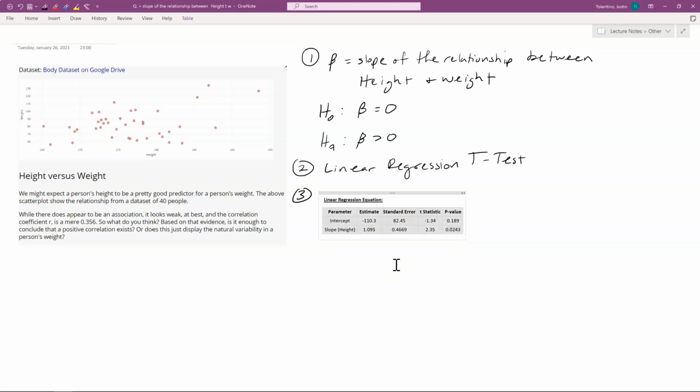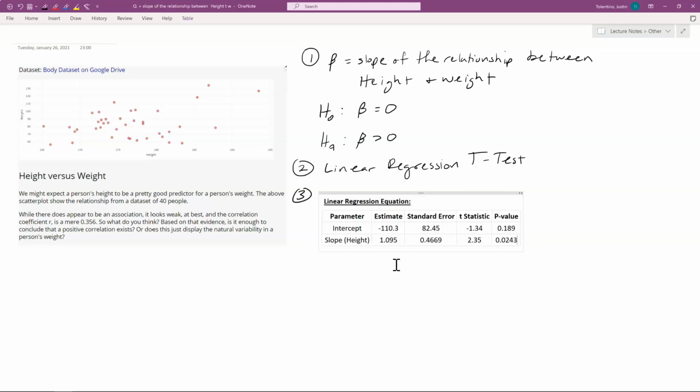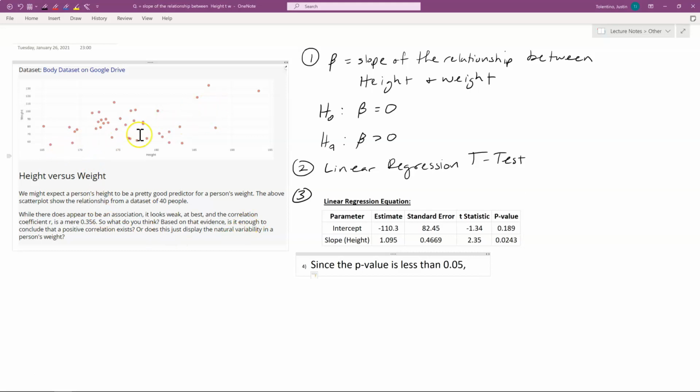And so finally, since we have our results here, we can actually come up with our conclusion. So in this case, step 4 is our conclusion. What are we going to conclude? Since the p-value is less than, it didn't state the alpha, but I believe we're using 0.05, so we'll say less than 0.05. Again, this means that this is unusual to see this kind of slope here if there was really no relationship at all. So we're going to reject that null hypothesis of no relationship.